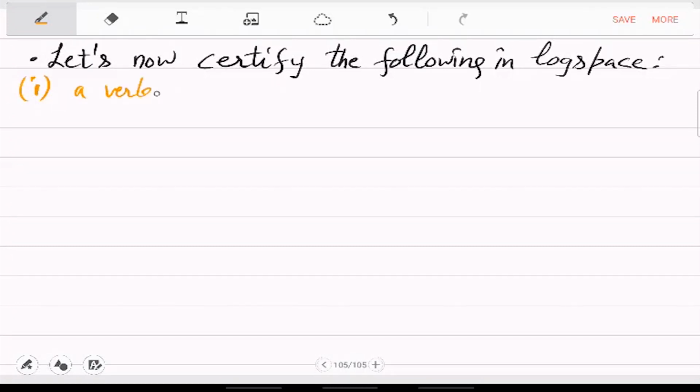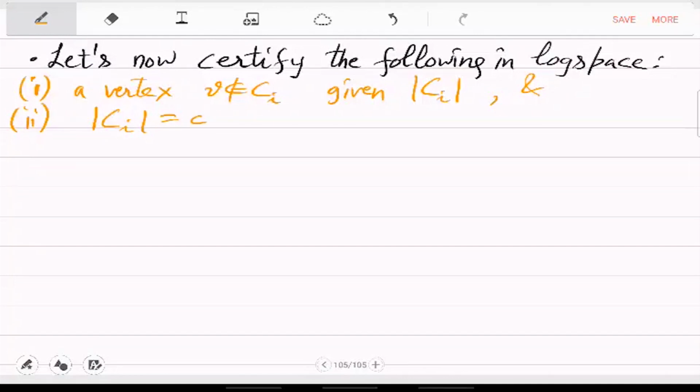So vertex V not in Ci, given Ci's size. And now how will you find out the size of Ci? That also you have to do in NL, right? At least you have to certify it. So let's certify this. So Ci, given the previous one, size of Ci minus 1, and obviously C.